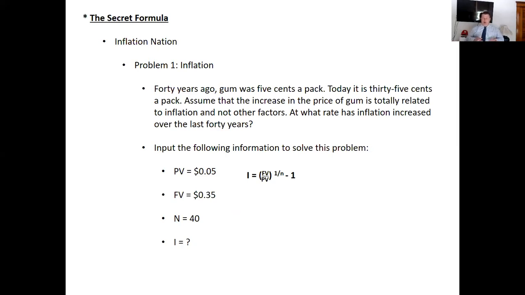And we'd input the following information to solve this problem. You'll notice here, the capital I, inflation, equals future value divided by present value to the power of 1 divided by N, minus 1. So our present value is 5 cents, 0.05. Our future value, 35 cents, 0.35. N is 40, the 40 years. And we don't know I yet. We're going to solve for that.